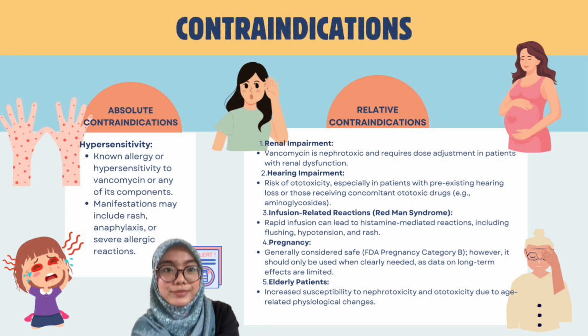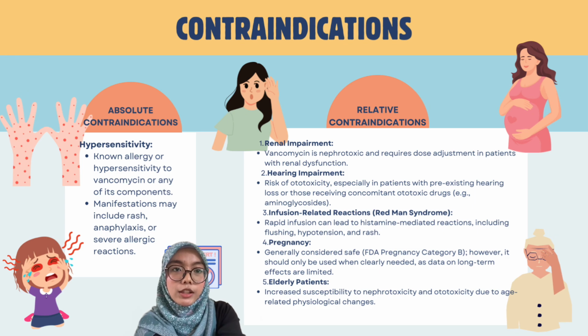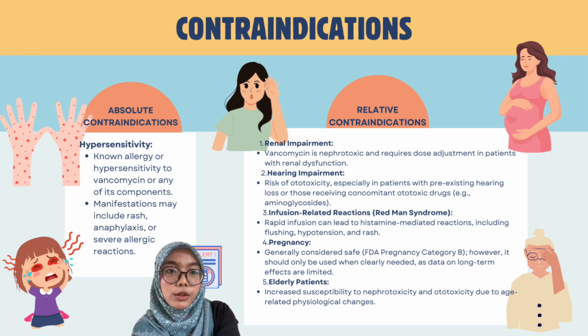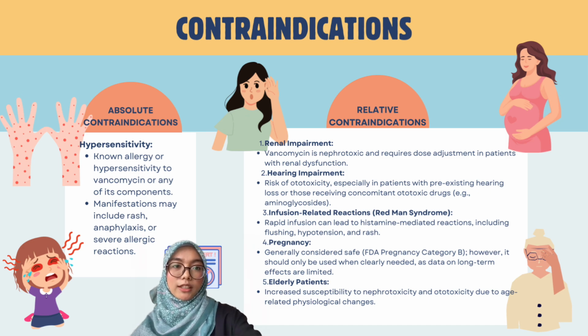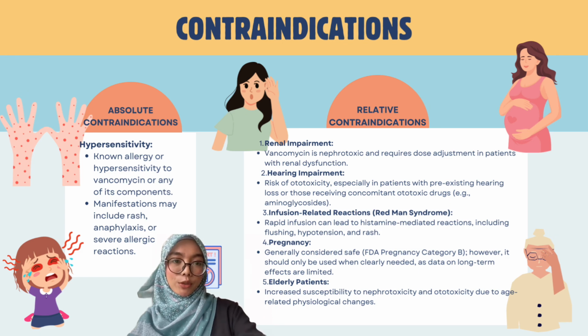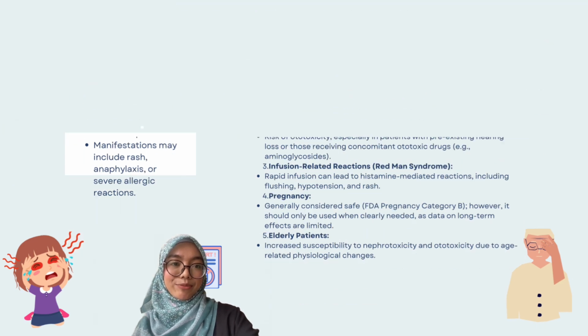and elderly patients. The first one is renal impairment, in which the patient with renal dysfunction needs a dose adjustment while using the vancomycin. The second one is the hearing impairment, because vancomycin has the risk of ototoxicity. The next one is the Redman syndrome, in which the vancomycin may lead to histamine-mediated reaction, including the rash and hypertension. Next one, the patients who are pregnant or elderly, because they have increased susceptibility to nephrotoxicity or ototoxicity.